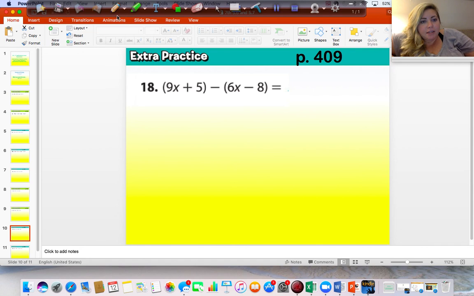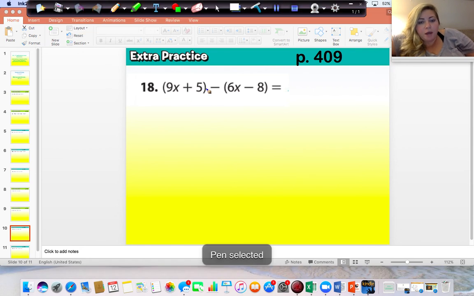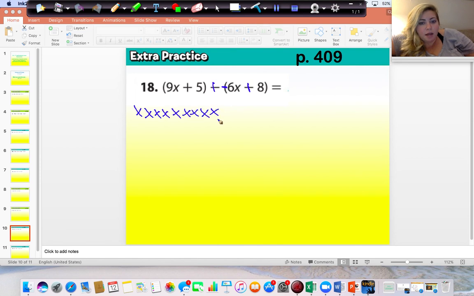Okay, we'll make this our last problem for today. So again, I need to change my subtraction sign to a plus sign, and I need to change the sign of my second numbers. So this positive 6 becomes a negative 6, and this negative 8 becomes a positive 8. So I have 9 positives. I have 5 positive numbers. I have 6 negative x's, sorry. And I've got 8 positives.